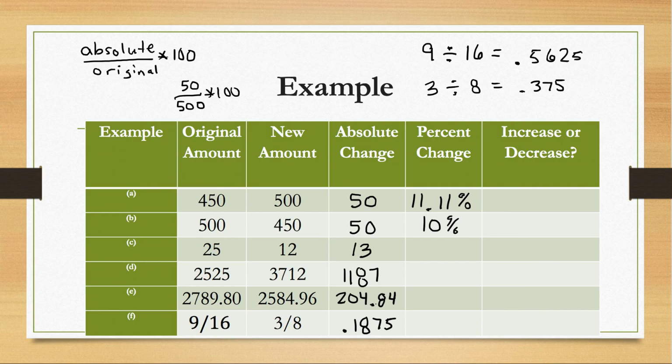All right, for our next one, for part C, we're going to have an absolute change of 13, an original amount of 25. So 13 divided by 25 times 100 gives me 52%.